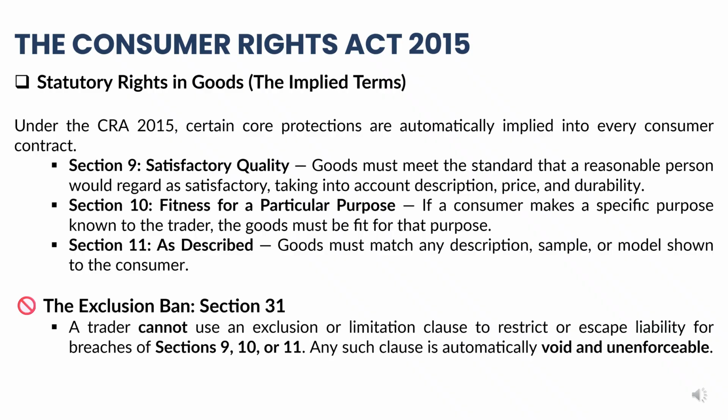establishing its strict business-to-consumer scope and definition boundaries under Section 2. Now that we know exactly who a trader and a consumer are, we need to look at how the CRA actively transforms the content of a consumer contract. This brings us to statutory rights in goods, also known as the implied terms.